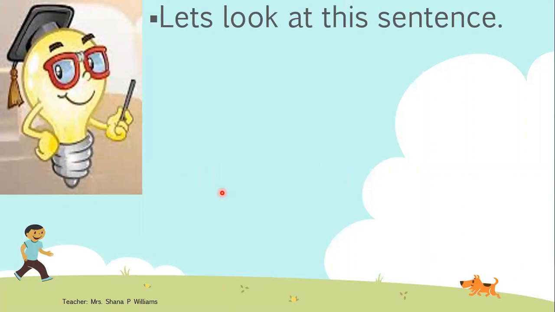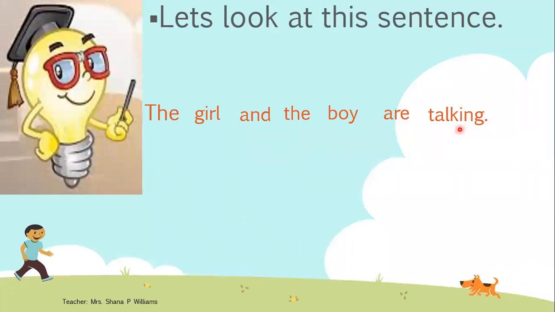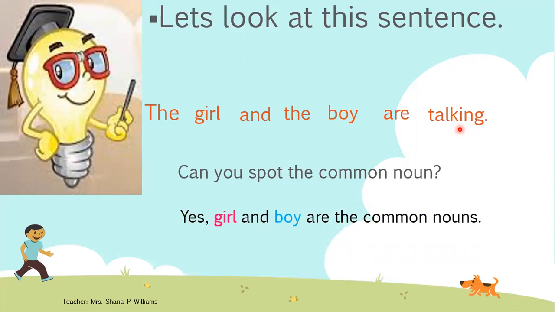Let's look at this sentence. The girl and the boy are talking. Let's read that again. The girl and the boy are talking. Can you spot the common noun or nouns? All right. So if your answer is girl and boy are the common nouns, then you are correct. So which girl are we talking about? It could be any girl or any boy.